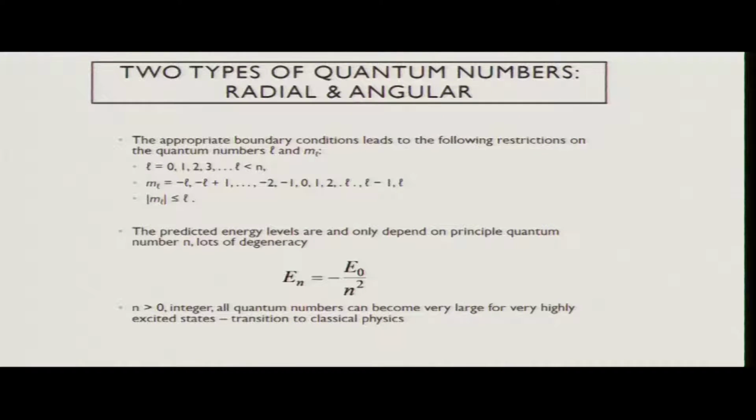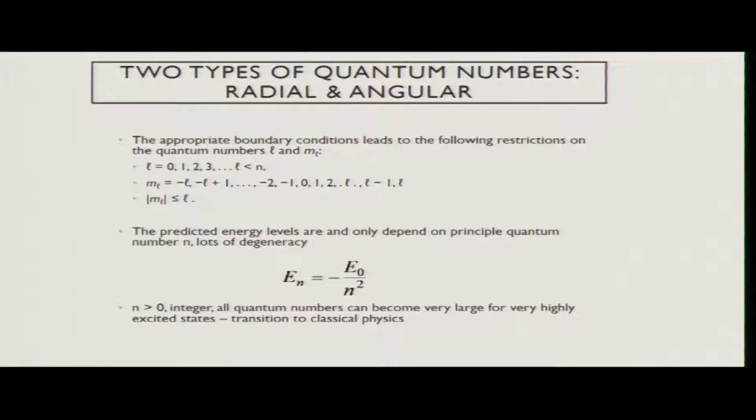L can take any values going from 0 up to n minus 1, as long as it is less than n. m sub L can take any values from minus L through 0 to plus L, and the modulus of m sub L should be less than or equal to L. So, the predicted energy levels are only dependent on the principal quantum number n with a lot of degeneracy, E of n equal to minus E naught over n squared. So, basically they are n squared degenerate. For the hydrogen atom, n is always greater than 0 and it is an integer.